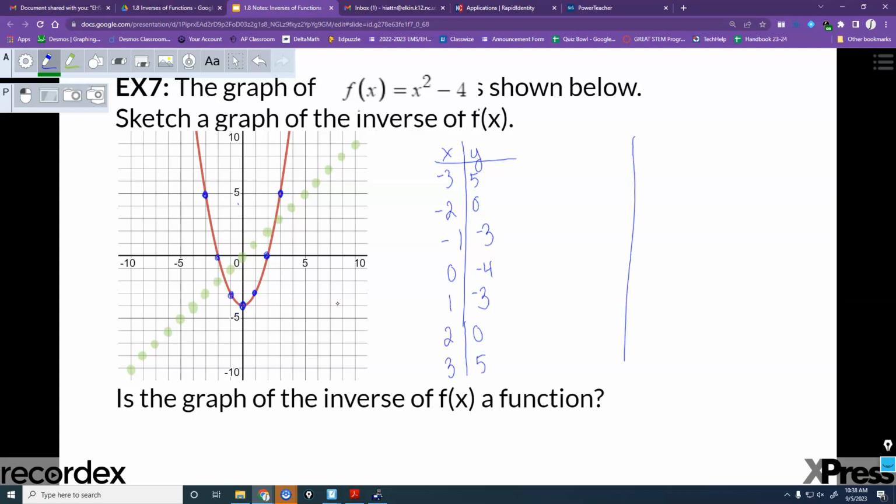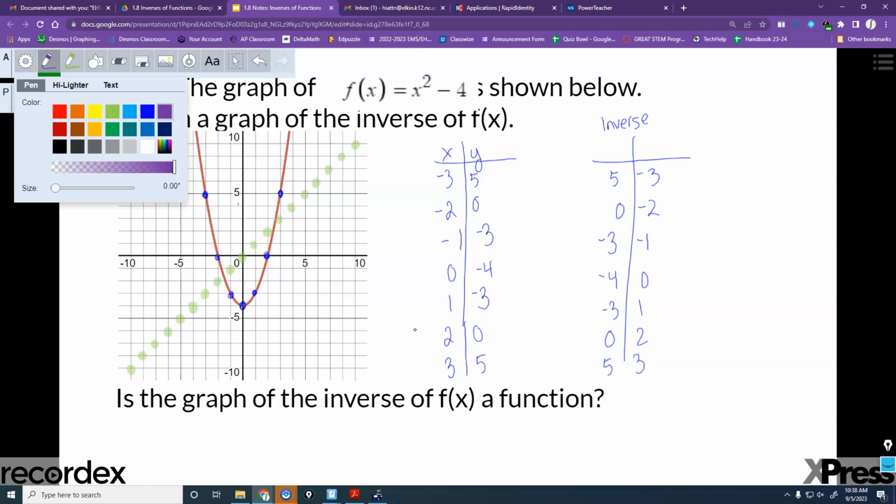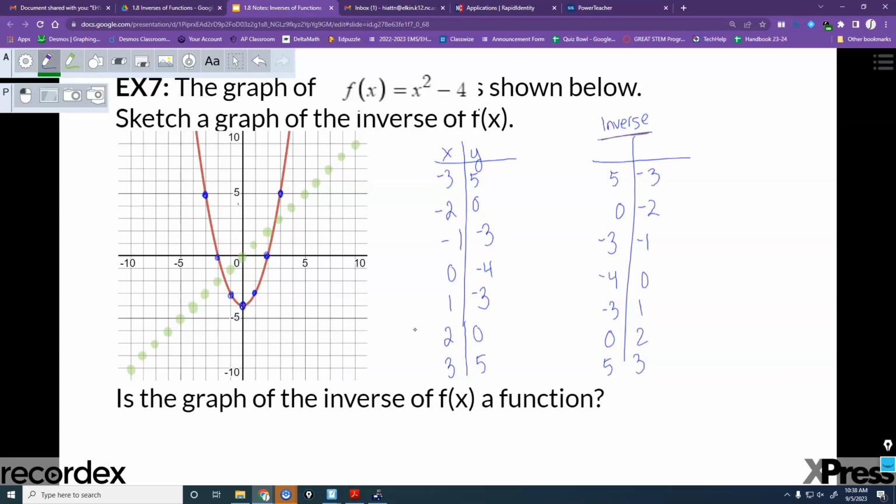So if I want the inverse, I'm just going to flip them: (5, -3), (0, -2), (-3, -1), (-4, 0), (-3, 1), (0, 2), and (5, 3). Let me use a different color. Let's use purple for this one. Purple. (5, -3) is right here.